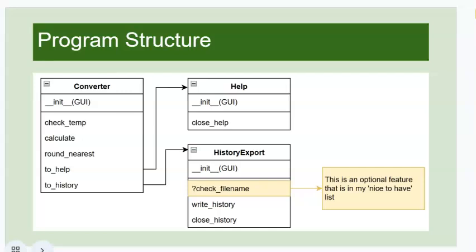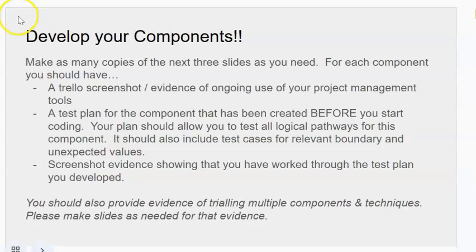Once you've worked out what you need to do, you'll want to create a diagram showing the program structure. A reminder that every dialog box is a class, and every button should lead to a function. You might have additional functions. For example, my round nearest function is not a button, but it is something that I'm going to need to make my output sensible.